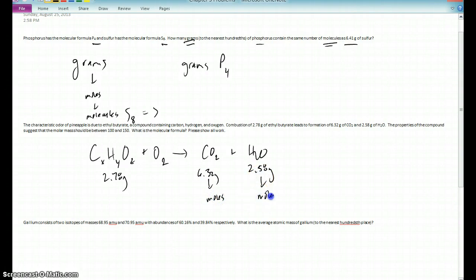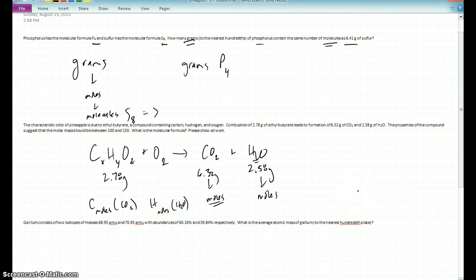And the key for this type of problem is to recognize that the moles of carbon dioxide right here means that you're going to have that many moles of carbon. So the carbon moles is from CO2, and then the H2O moles, now think about it, you've got 2 hydrogen for every 1 water. That's going to help you get the moles of the H from the original equation.